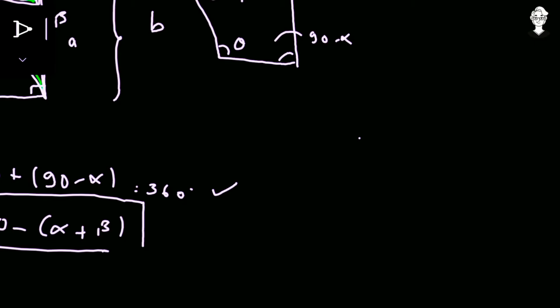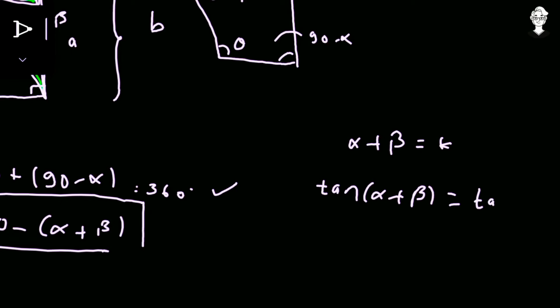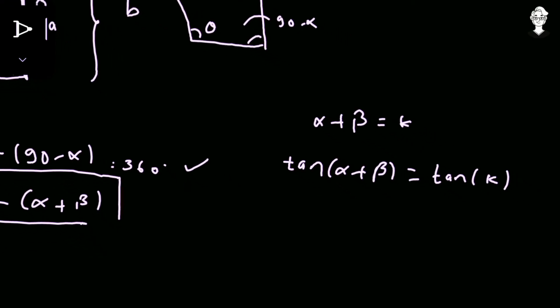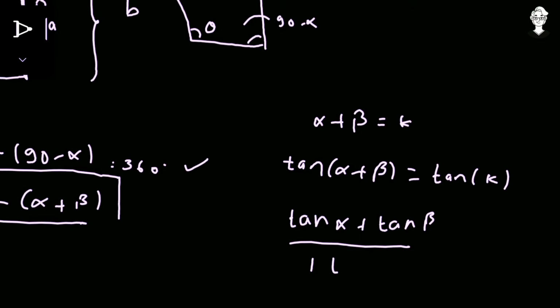So now we don't know the value of alpha plus beta. So let alpha plus beta be equal to k. Okay. Now we will take tan on both the sides, that is tangent. So tangent of alpha plus beta is equal to tangent of k. So tan of k. Okay. Now we can open this up with the identity that tan of alpha plus beta is equal to tan of alpha plus tan of beta upon 1 minus tan of alpha tan of beta, and that is equal to tan of k.